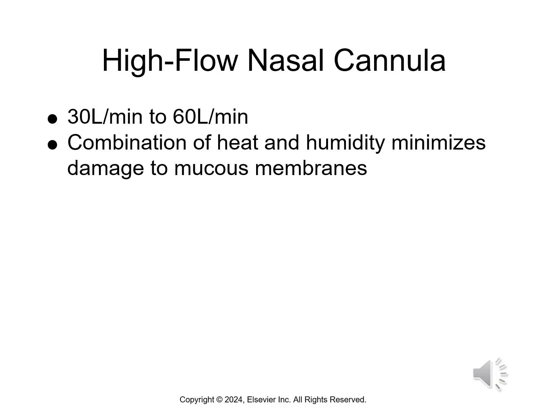High flow nasal cannula has the ability of 30 liters per minute to 60 liters per minute. We use a combination of heat and humidity to minimize damage to that mucosal membrane because, again, we're blowing air at such a rate that you can just cause so much trauma to that nasal passage.